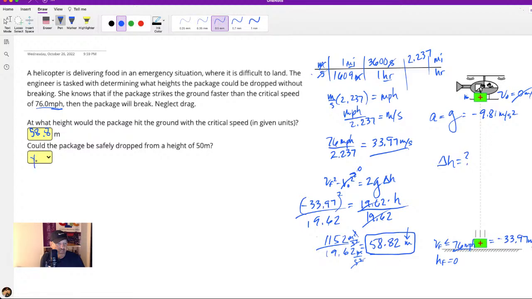Could the package be dropped safely from a height of 50 meters? The answer is yes. Because at 58 meters, we're good, and if it can be dropped from 50, that's less than 58, so we're good. Remember, that has to be less than or equal to. So the critical height has to be less than or equal to 58.8 meters, so that the velocity it hits with has to be less than or equal to 76 miles per hour. Okay. That should do that one.